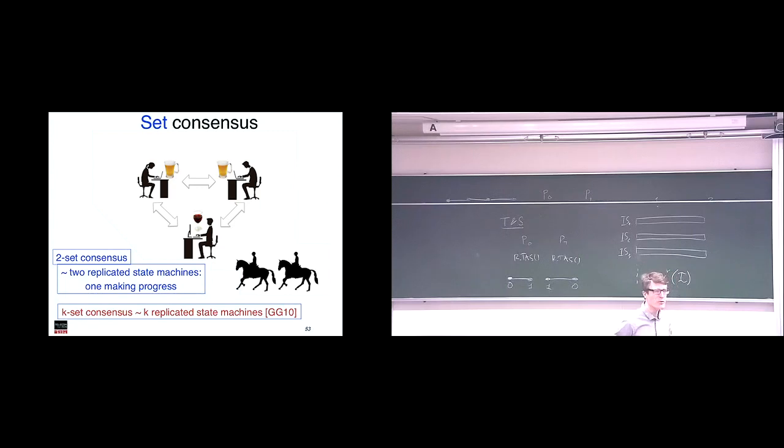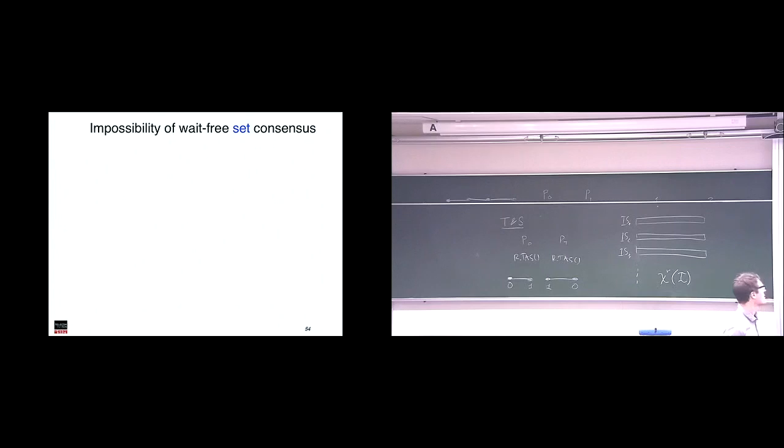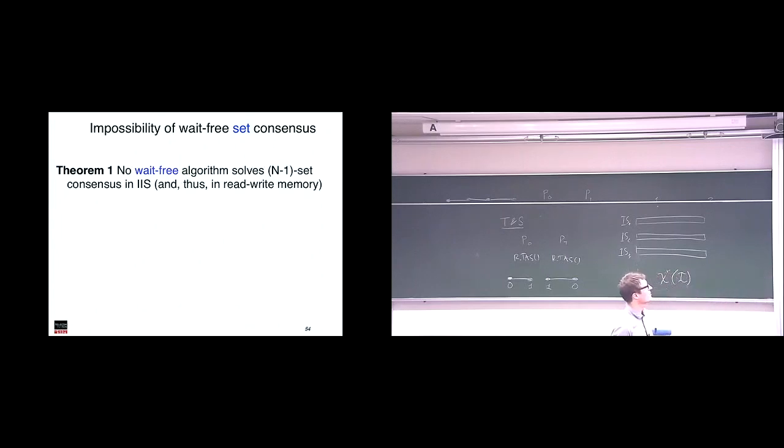But it turns out that even though you have more freedom, it's still impossible to do it in a wait-free way. Wait-free again, in this case, just means you tolerate failures of everybody but yourself. In the worst case, you may have to produce outputs regardless of the behavior of other processes, because everybody can be faulty. So this is what wait freedom means. And it turns out that set consensus is impossible. So not only consensus is impossible, even set consensus is impossible.